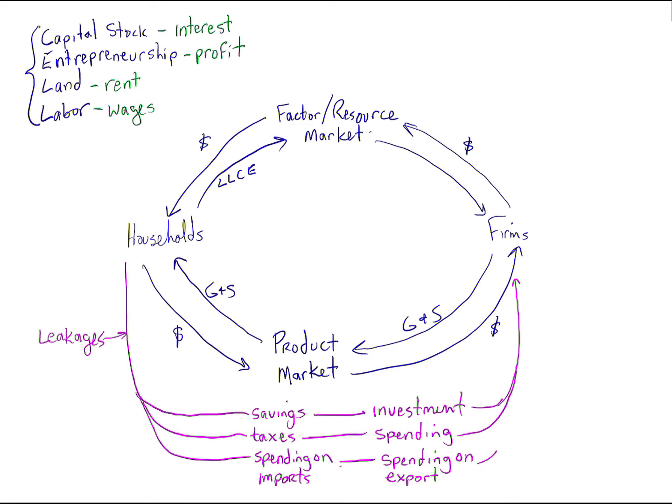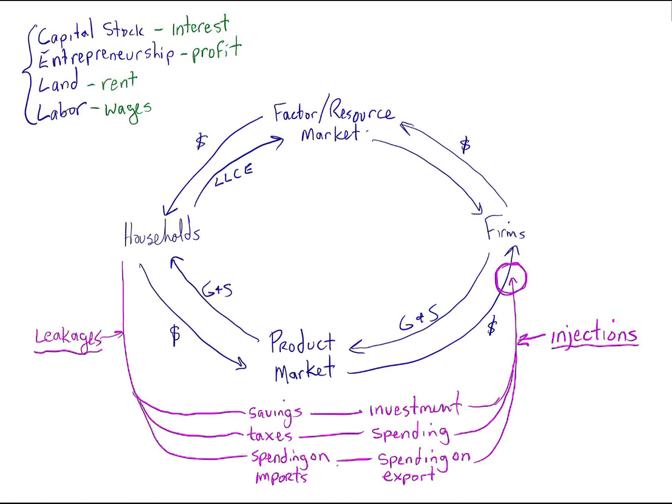Now, I'm showing it as going in here in the cycle. That may or may not be true. It could enter anywhere in the cycle. But I'm showing it there just graphically. That makes the most sense. And when the money goes back into the system, we're going to call that injections. So we've got leakages, in the form of savings, taxes, and spending on imports, and injections in the form of investment, government spending, and spending on exports.